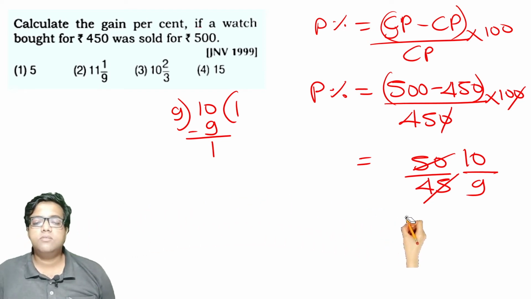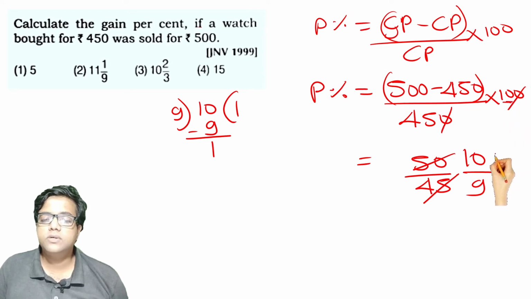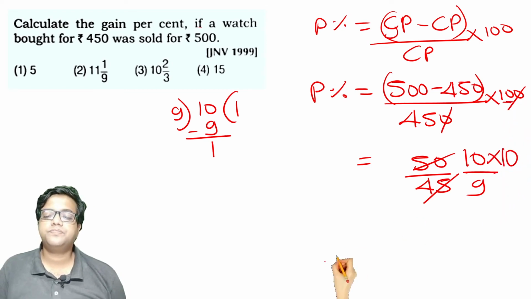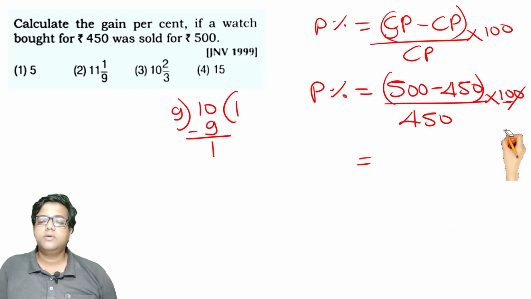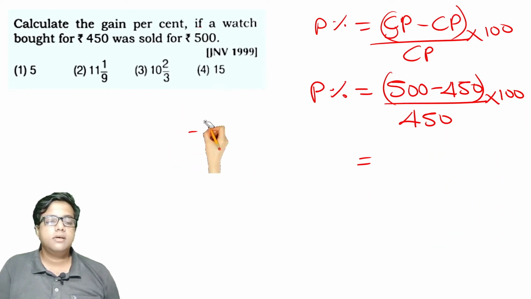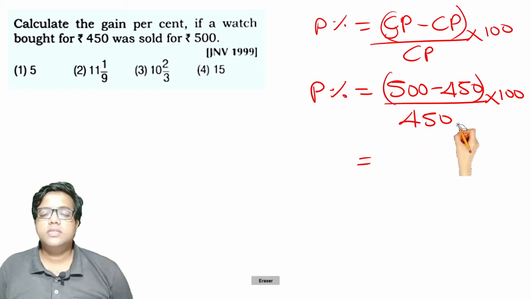Okay, one more mistake I have done. There is one more 10 here. Okay, so 10 into 10 is still there. So let me do it again. I'm sorry. Let me go back. I left a 10 here.